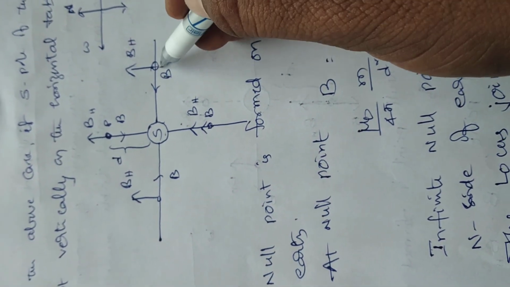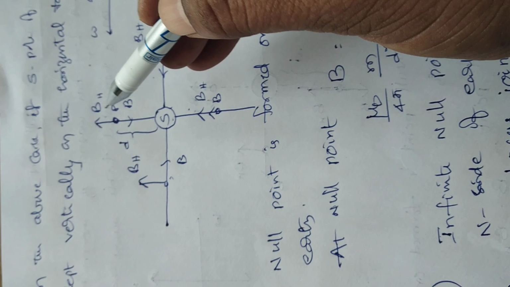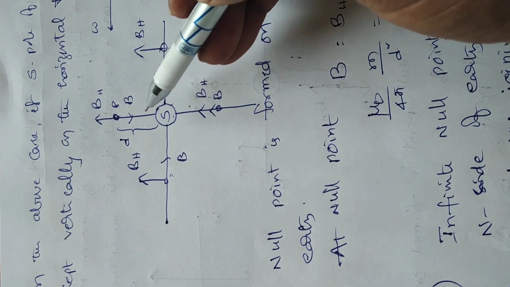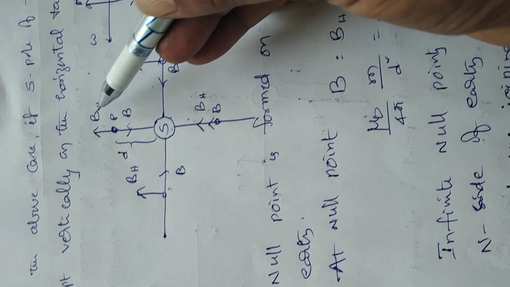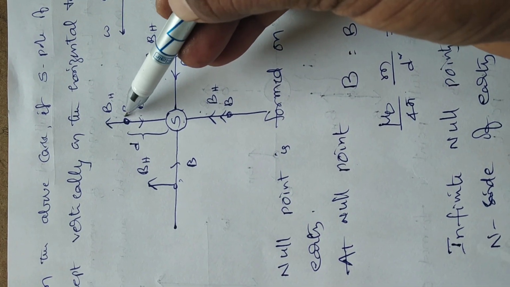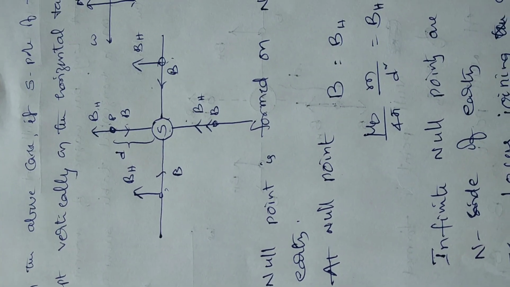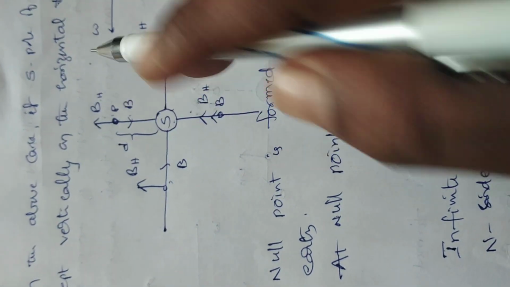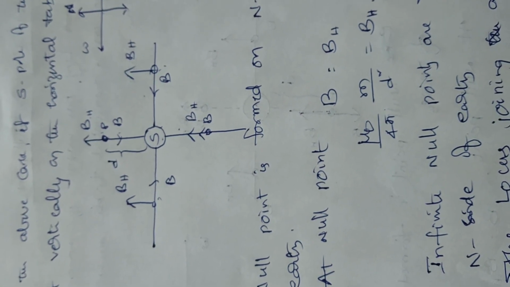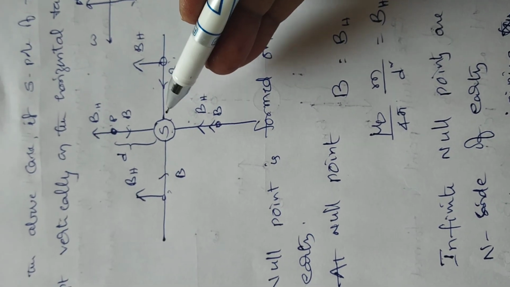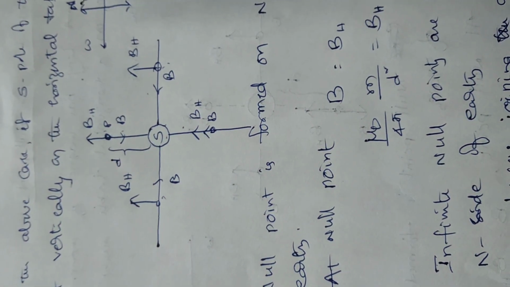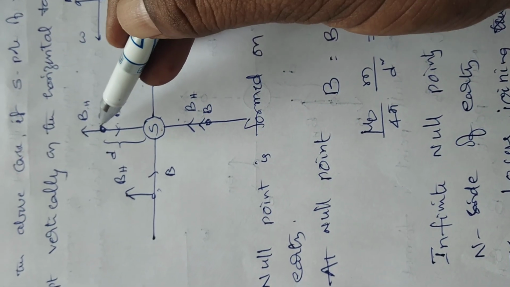Here they are perpendicular. But at this point, B and BH are opposite. If B is equal to BH, the net field at the point becomes 0. So the point P is called the null point. So on what side is the null point formed? Towards the north of the earth. Towards north.